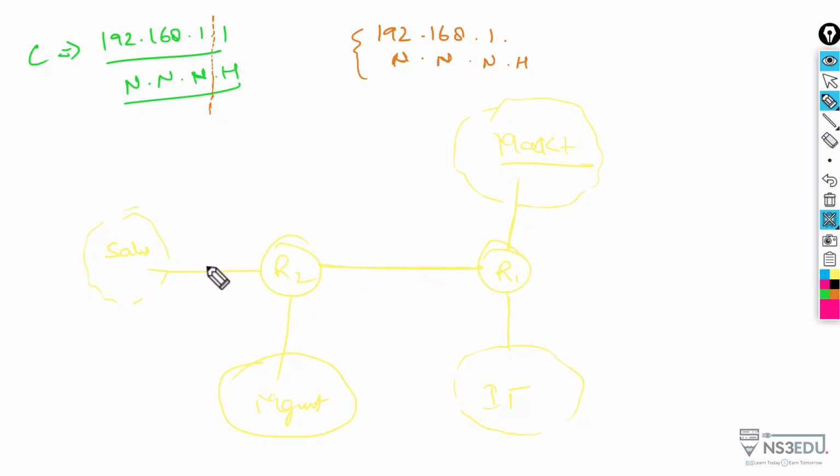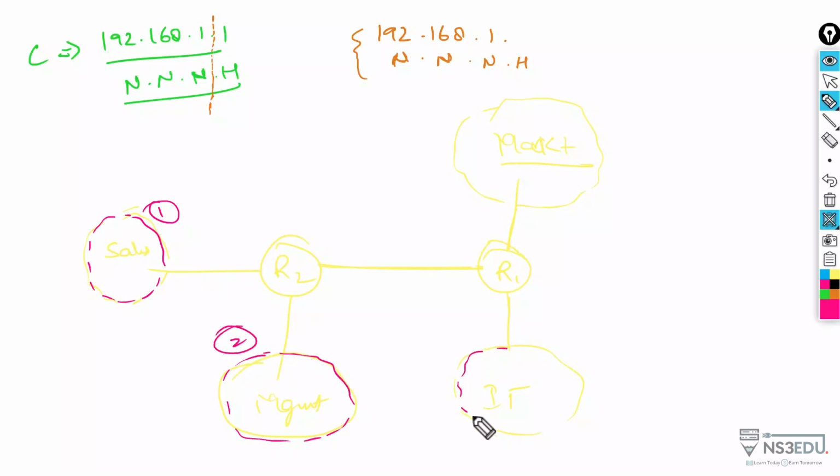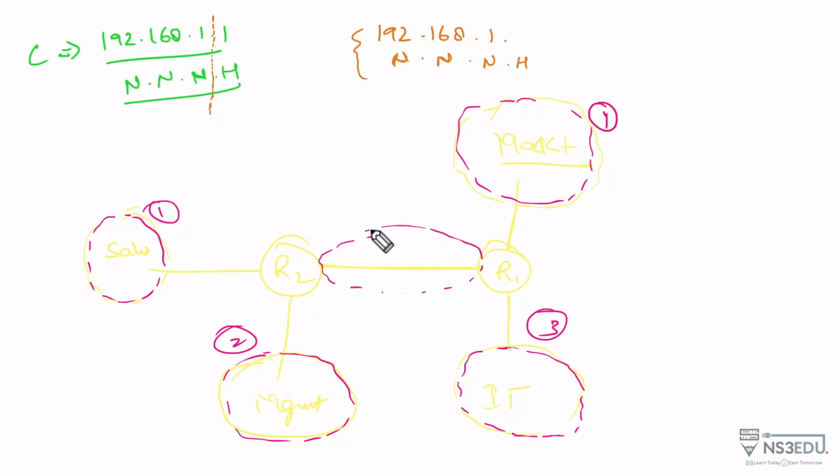Now there are at least 5 networks that I need. The first network is here, the second network is here, the third network is here, the fourth network is here, and the fifth one is here. We have to assign IP addresses between the routers also, so we need a different network for that, because routers work only when we have different networks on each and every interface of those routers.